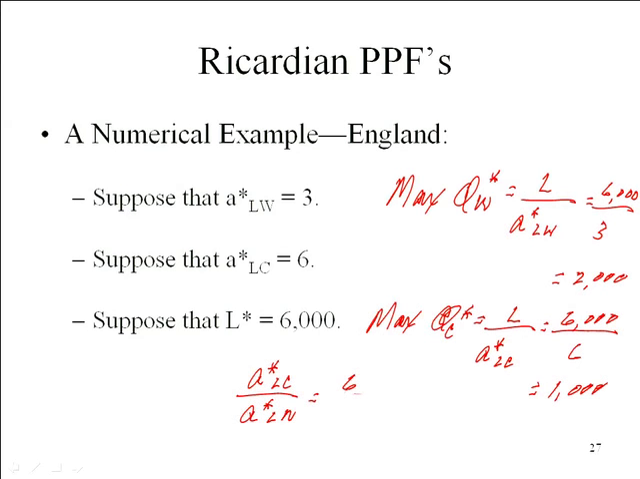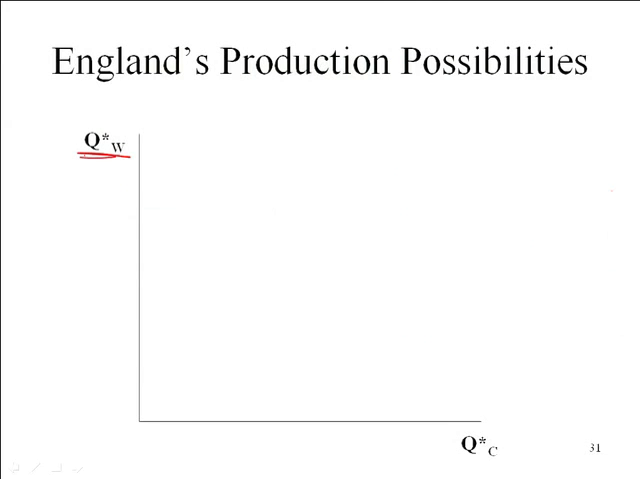So if we come up here, we've got wine over here, and we said we could produce 2,000 units of wine. Cloth is on the horizontal axis, 1,000 units of cloth.